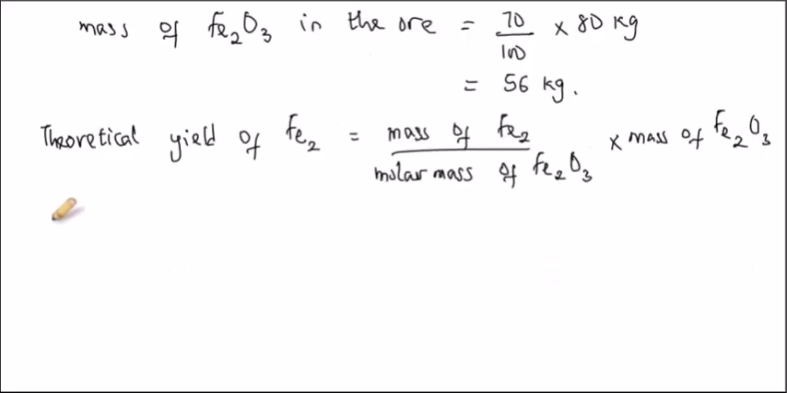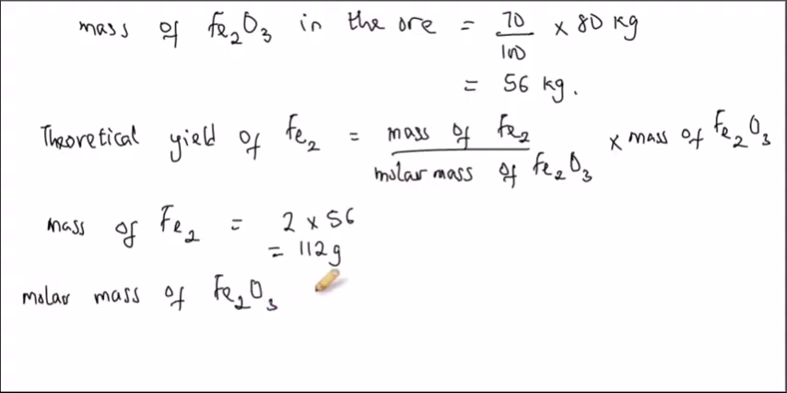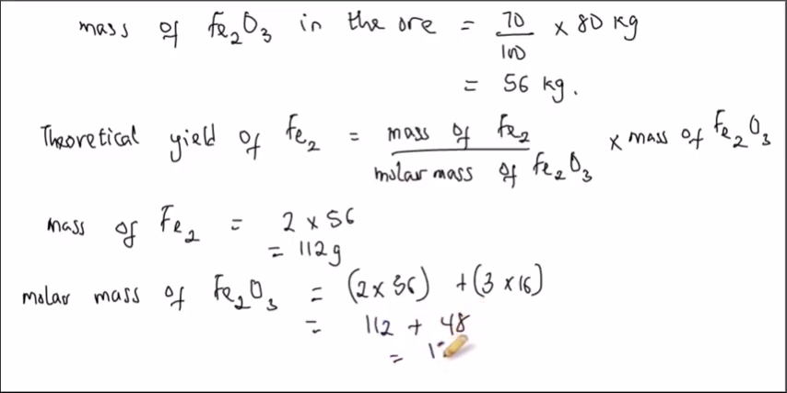For iron metal, we have 2 atoms present, and the atomic mass of iron is 56. So that will be 2 multiplied by 56, which is equivalent to 112 grams. So for the molar mass of iron(III) oxide, that will be the sum of the atomic masses of each of the elements present. That will be 2 multiplied by 56 plus 3 multiplied by 16. So we have that to be 112 plus 48, which is equal to 160 grams.